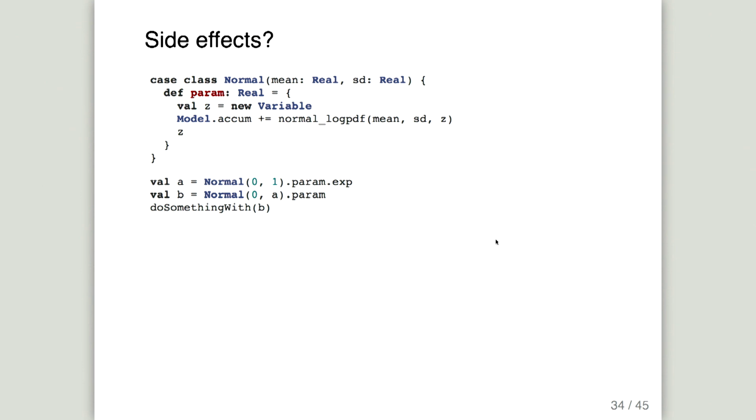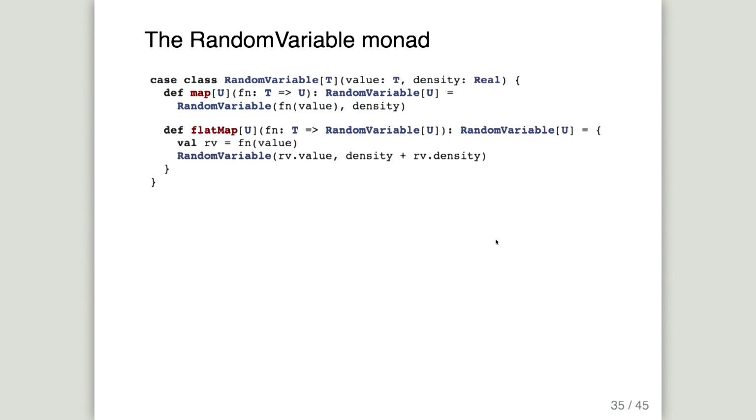I don't like that. I think that's a perfectly valid thing to do, but I'm used to a functional programming style of Scala where that is not what I want to be doing, right? So of course everybody knows the solution to that is to introduce a monad, right? So Rainier has the random variable monad. And this is sort of a skeleton version of the random variable monad. So a random variable monad has two parts.